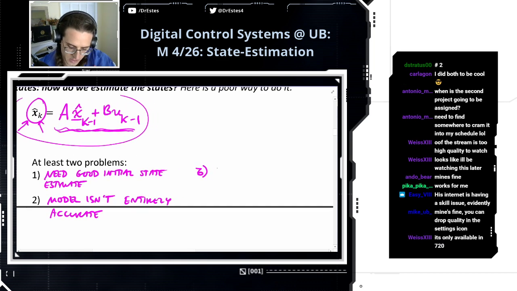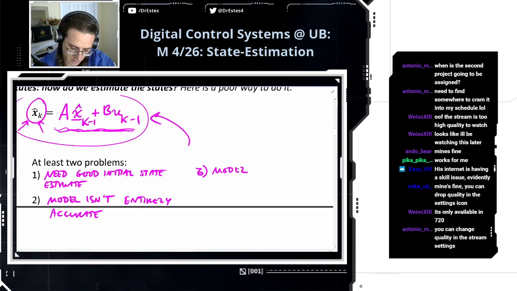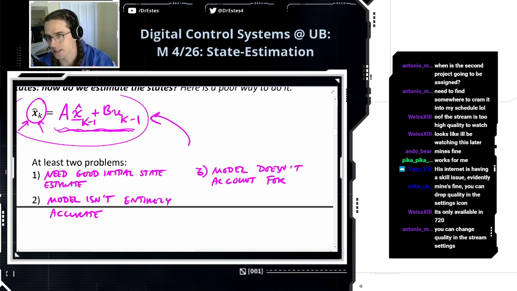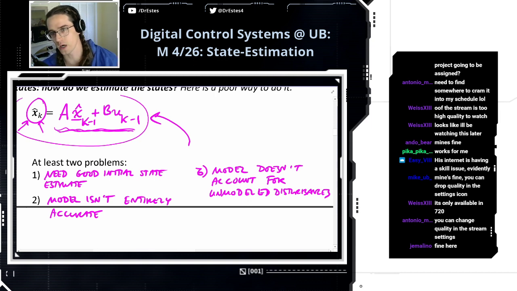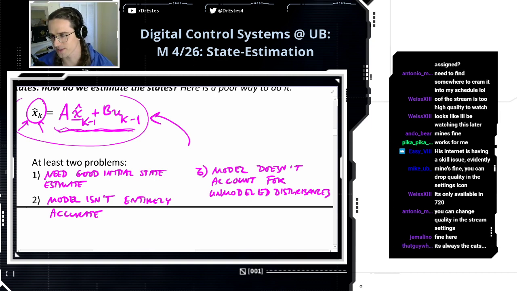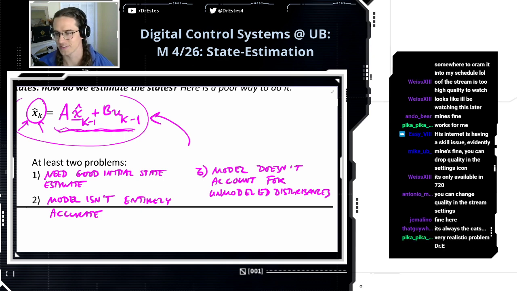Okay, and then a third problem is this model doesn't account for random disturbances. Like, what if your cat walks by and hits the pendulum and tries to knock it over? This model doesn't account for cats. So if that ever happened, your state estimate would be totally off. I mean, it's always the cats. Very real. I know for Pika, this is a realistic problem.